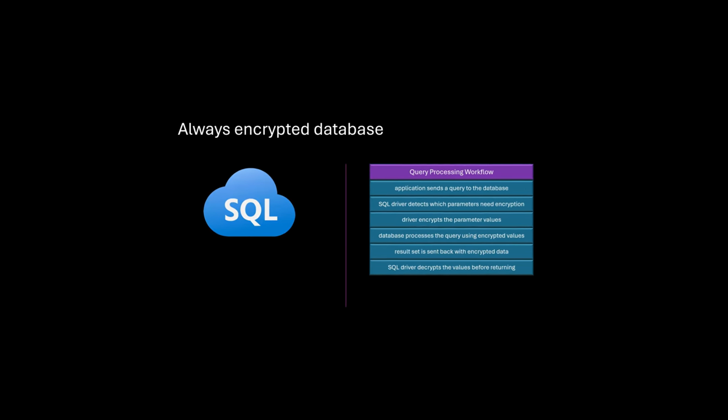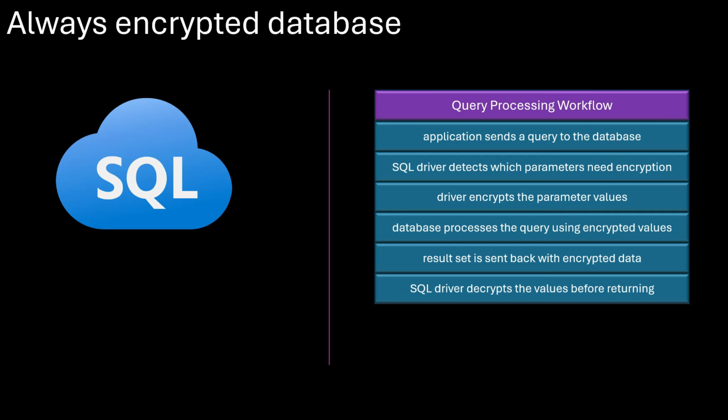Let's unpack how queries work on encrypted columns. For encrypted data to be read or modified, two conditions must be met. The first one is the user or application must have access to the column master key. And the second one is the database connection must have Always Encrypted enabled. If either of these conditions is not met, the user will only see encrypted data, which is ciphertext, instead of plain text. Query processing workflow steps are listed on the screen.